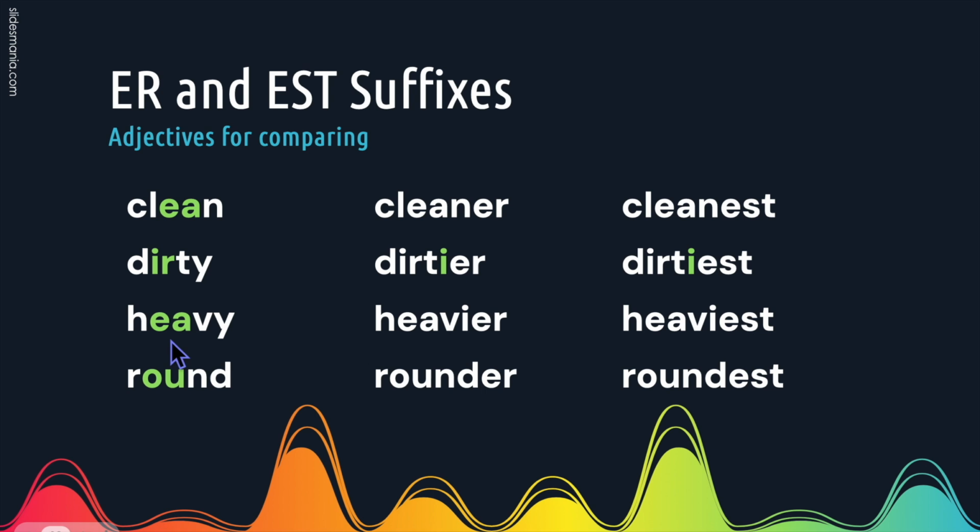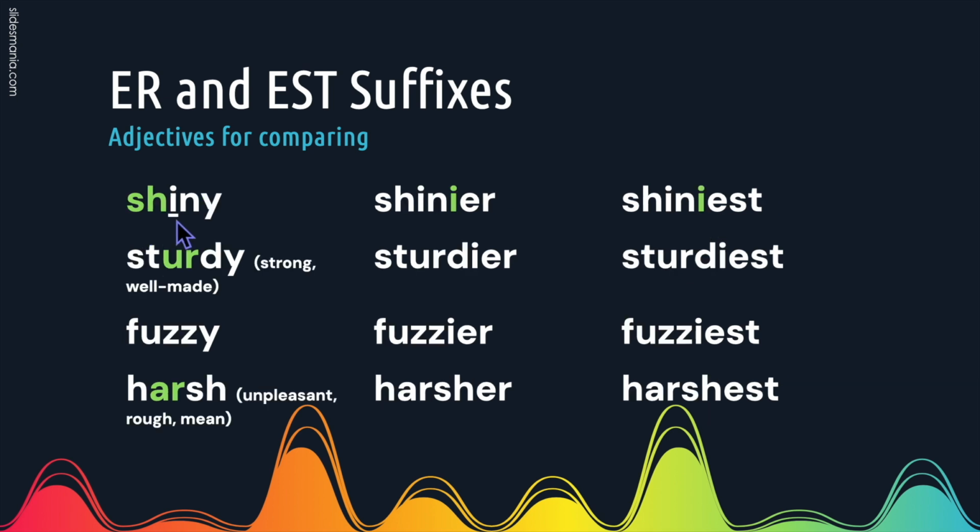EA most of the time says E, like in clean, but sometimes it has a short E sound, and it does in this word. So this word is heavy. Once again, the Y becomes an I before adding a suffix starting with a vowel. Heavy, heavier, heaviest. OU says ow most of the time. Round, rounder, roundest. SH says sh, and this I will have a long I sound. Shiny, shinier, shiniest.